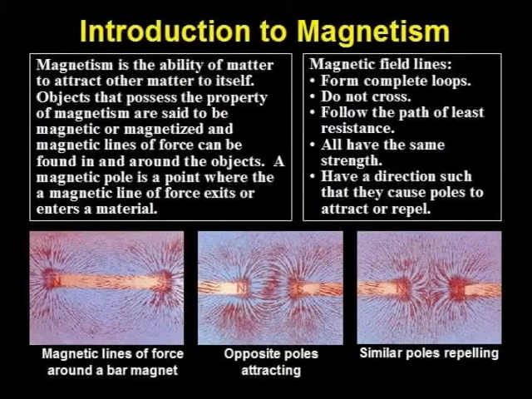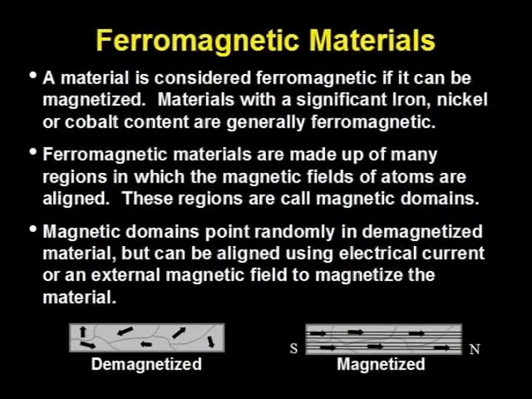This slide illustrates the magnetic field lines around bar magnets using iron particles. The nature of the lines can be seen for a single magnet and for magnets arranged to attract or repel.